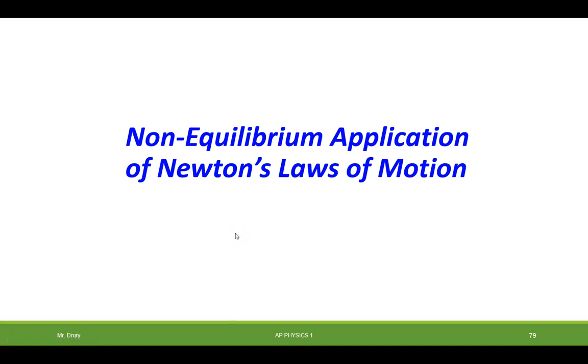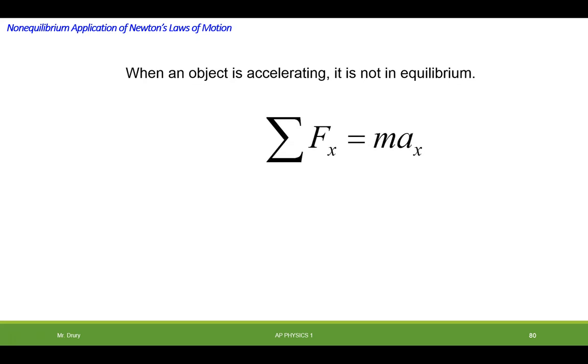Okay, today we will be talking about non-equilibrium applications of Newton's laws of motion. Sounds like a mouthful. When an object is accelerating, it is not in equilibrium. So really all we're doing is the same type of problems, the same format basically, but now it's not in equilibrium anymore, so the sum of the forces are not equal to zero, but they're equal to mass times acceleration. So the sum of the force in the x would be equal to mass times acceleration in the x, or Newton's second law. And the sum of the force in the y is equal to mass times acceleration in the y.